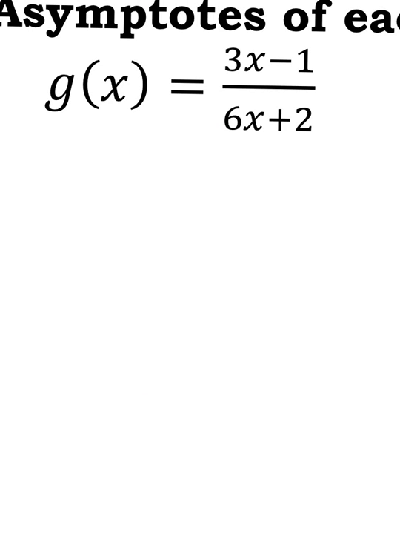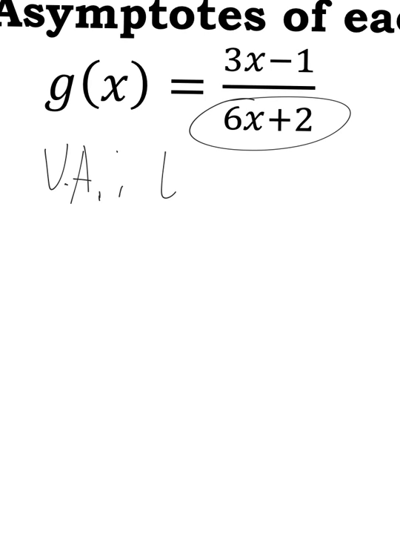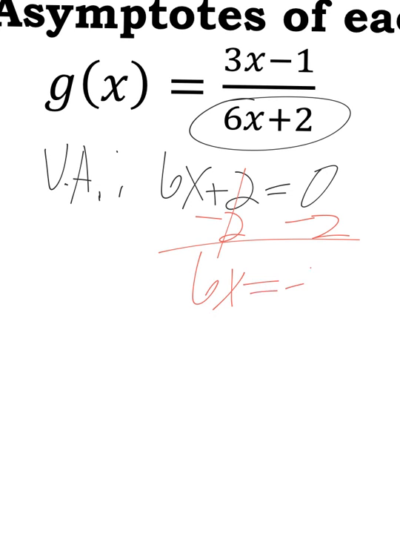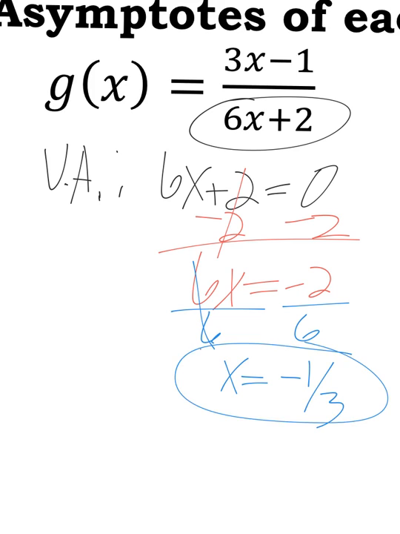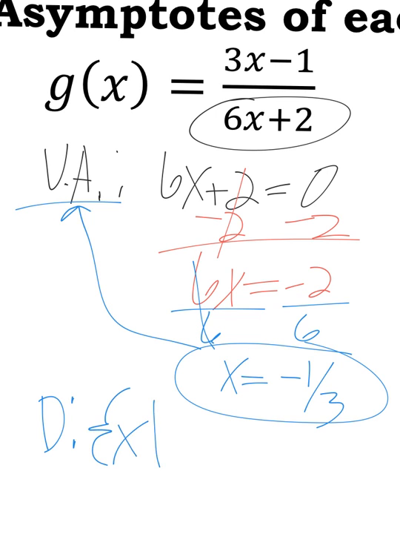So for this g of x example, I'm going to take 6x plus 2, and I'm going to set that equal to 0. And so I can minus 2 to both sides, and then I have 6x equals negative 2, and then I can divide by 6, and I get x equals negative 2 over 6 makes negative 1/3, and that is my vertical asymptote. So that means my domain is x is in all real numbers such that x cannot equal negative 1 over 3.